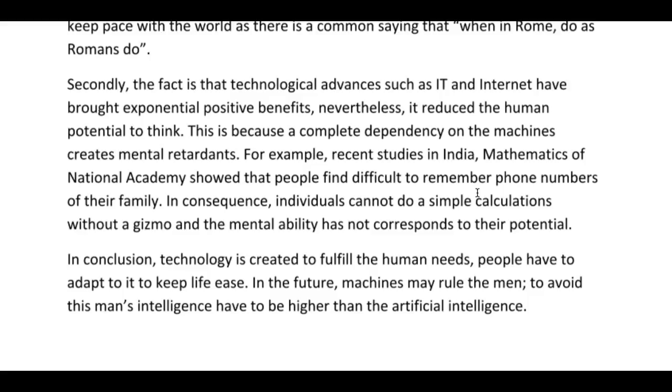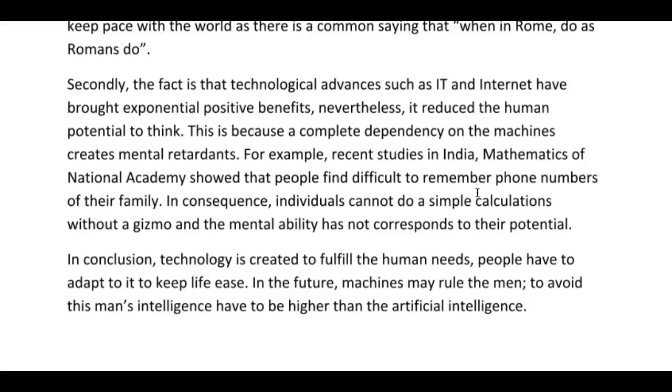For example, recent studies in India by the mathematics of the National Academy of Mathematics, perhaps, showed that people find difficult to remember phone numbers of their family. Consequence, individuals cannot do simple calculations without a gizmo. Gizmo is informal, and the mental ability has not. Okay, so this needs to be rephrased a lot.